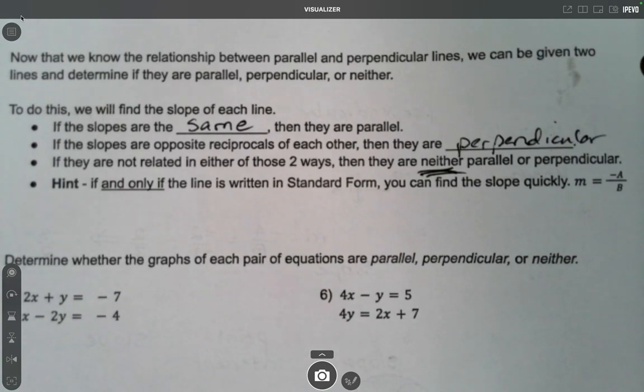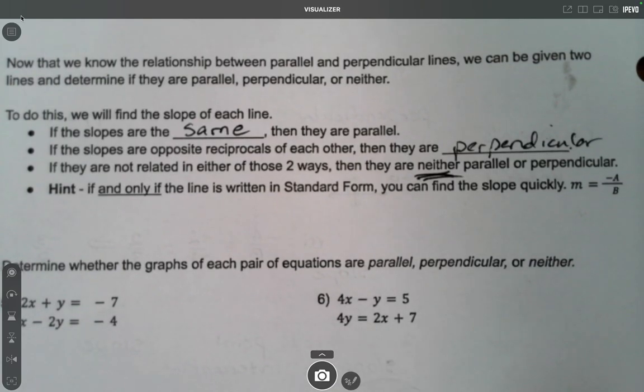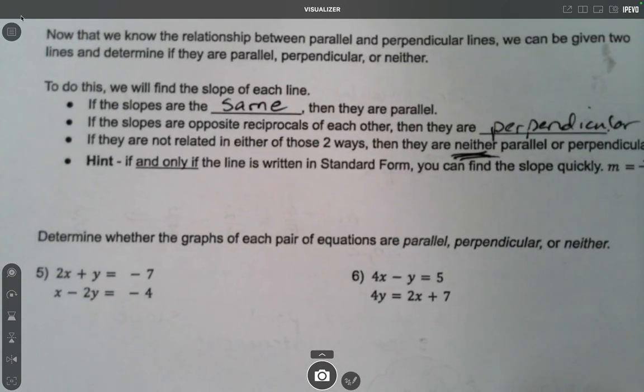So you're looking for ones that are the same, ones that are opposite reciprocal, and if they're not those two, they're neither. And just a reminder about the trick with standard form, you can find the slope by doing negative a over b. So this is actually a little quicker, to be honest, than the ones in the front, as long as you are careful about finding your slope.